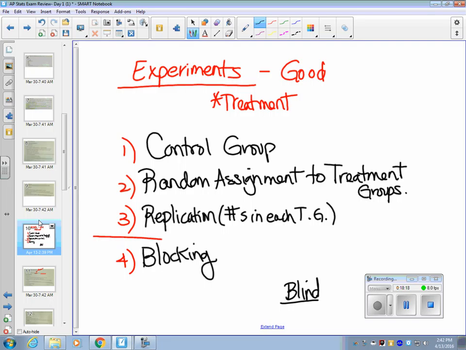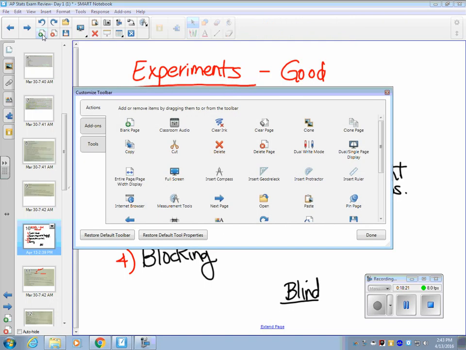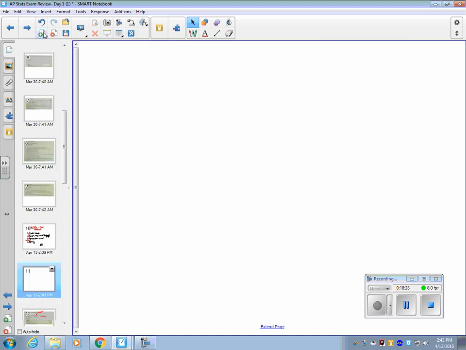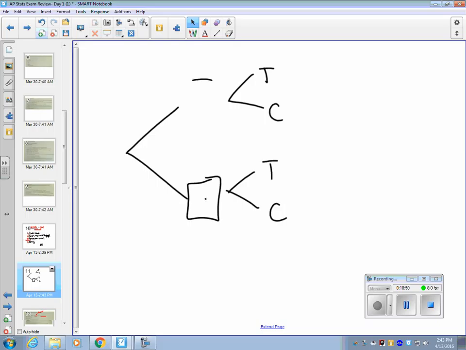Here's an example. I want to decide if a certain treatment is going to be effective. So I'm going to block by something, and then I'm going to give a treatment and a control, a treatment and a control. What goes here and what goes here? These are the two blocks, okay?